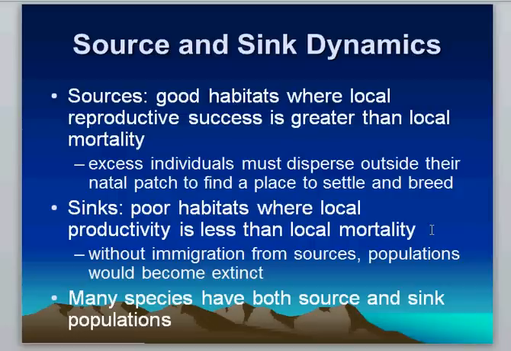So sink populations are shrinking, and without some sort of immigration from the source habitats, the populations would likely become extinct. Okay? Most species would have both source and sink populations, and individuals would transfer from the source populations to the sink populations. An example of that may be the manatee here in Trinidad.